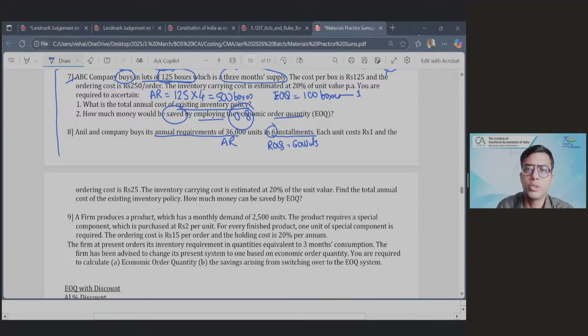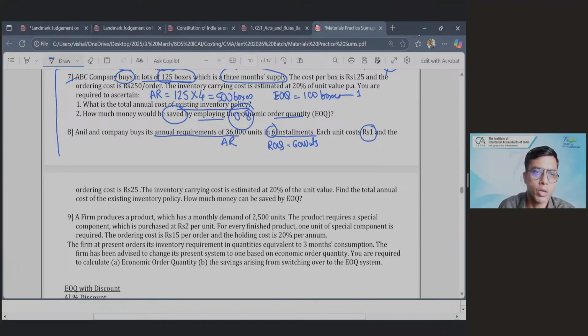Now, each unit cost rupee 1. So this is your purchase price. Ordering cost is given as 25. Inventory carrying cost is 20%. So it will come to 0.2 per unit per annum. So inventory carrying cost is 20% of rupee 1. Find out the total annual cost of existing policy.